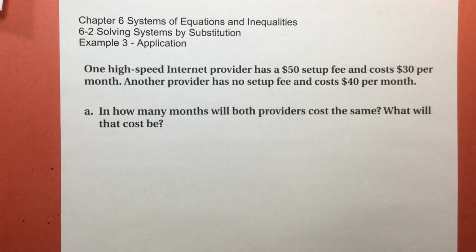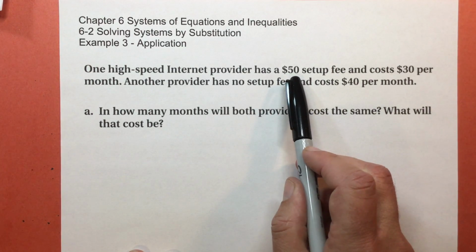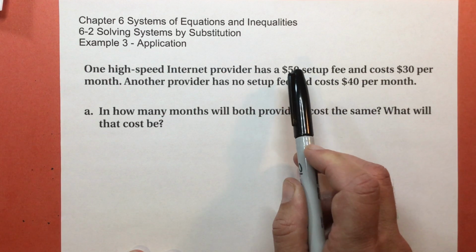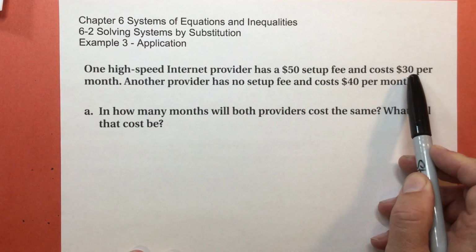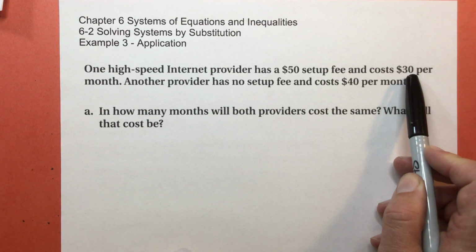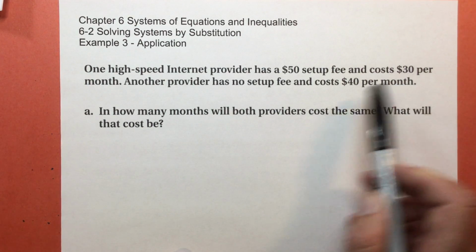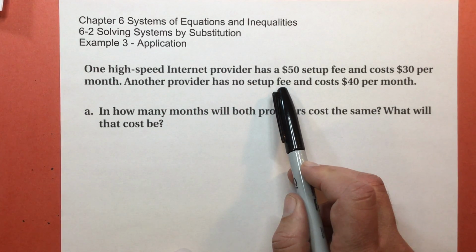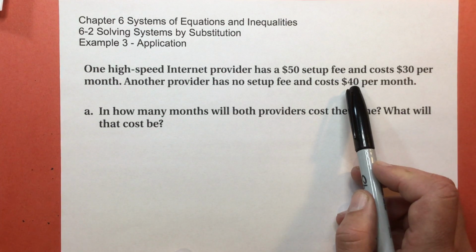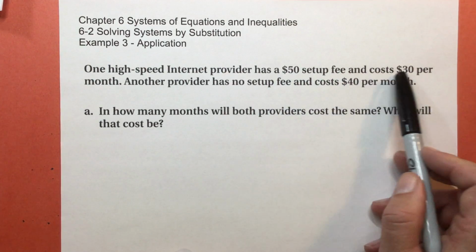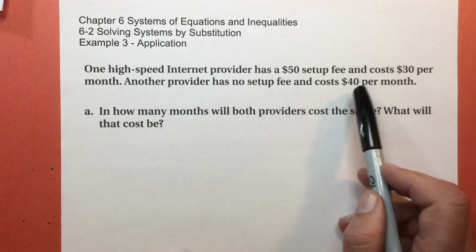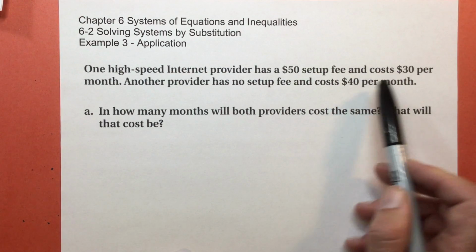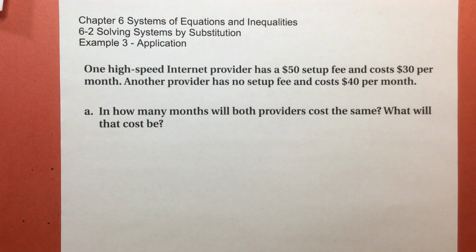So the first thing we need to do, let's read the problem. In how many months will both providers cost the same? It looks like for the beginning, this one's going to charge you $50 right up front. So after 1 month, it'll be $50 plus $30, which is $80. That's a lot. But the second provider has the setup fee free, but it costs more per month. So if one customer has this and another customer has that, this customer is eventually going to catch up to that customer. We want to find out when.